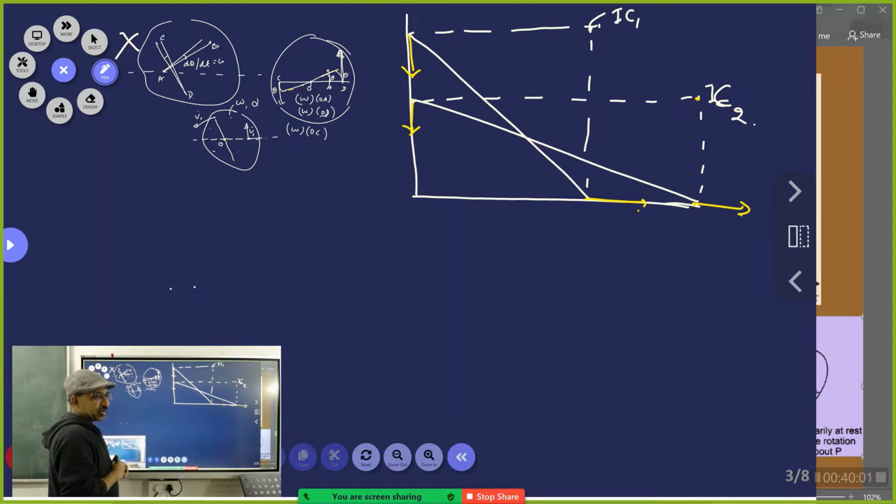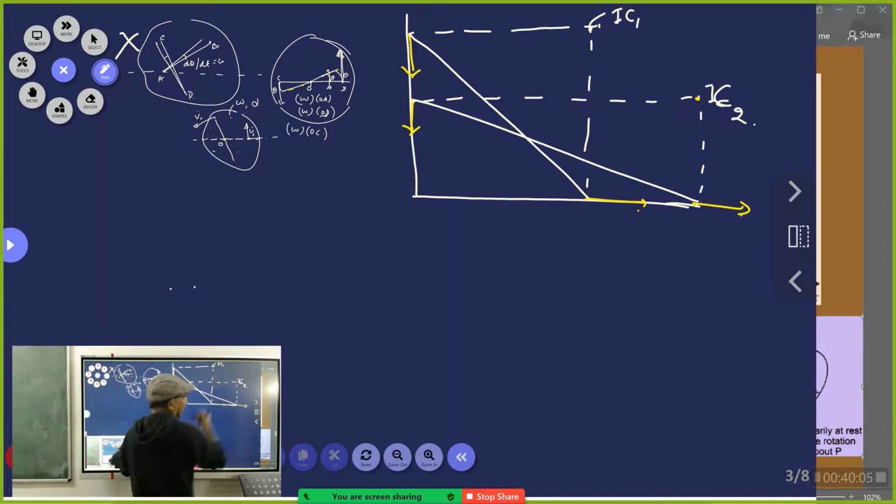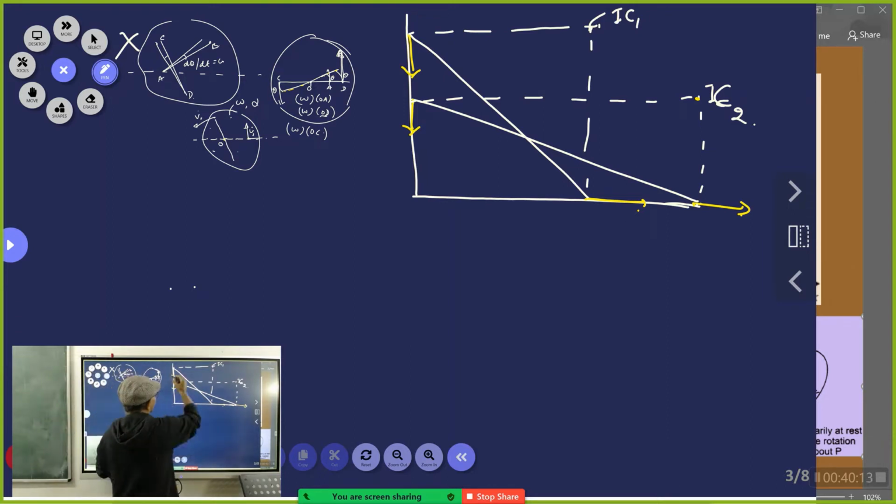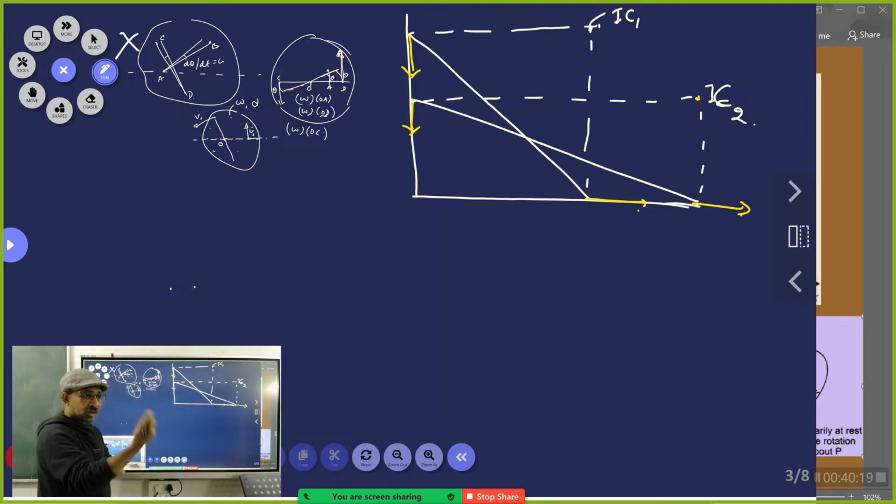The instantaneous axis of rotation is changing. At that instant it is here, at some other instant it is somewhere else, and this is how you are going to locate it. Now you see this entire rod is undergoing angular motion.